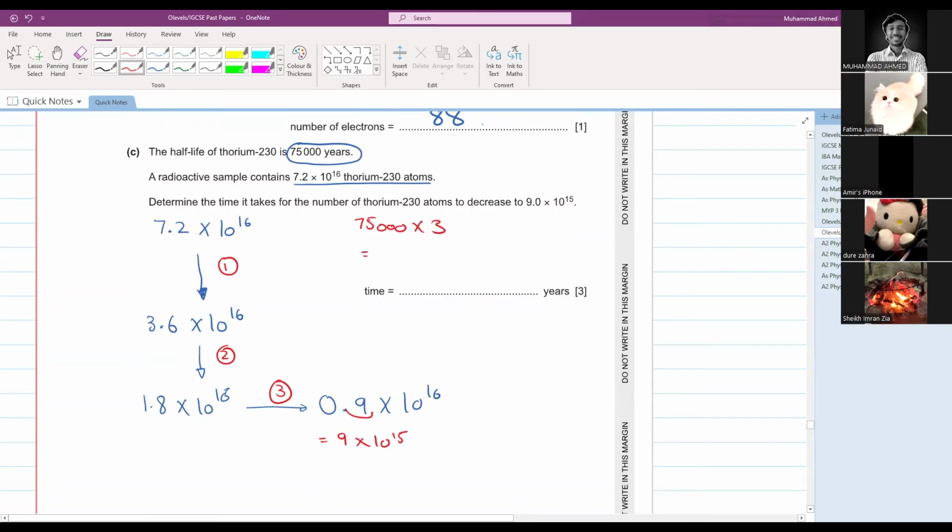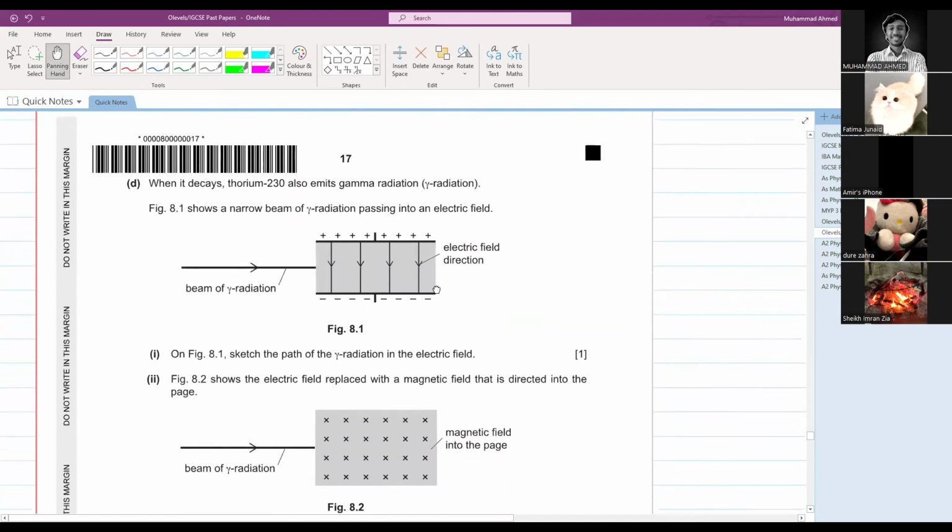75,000 into 3, this comes out to be what? Yes, any geniuses? 2.25 into 10 raised to the power of 5 years. Simple as that, literally nothing complicated. इससे इजी सवाल एग्जामिनर नहीं दे सकता बेटा आपको एग्जामिनेशन में. Let's wait, then move ahead.